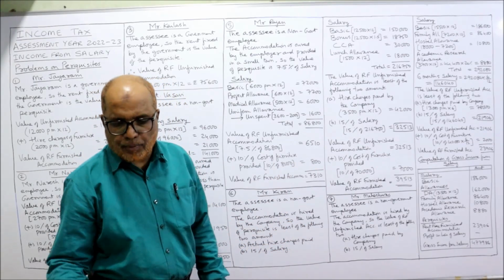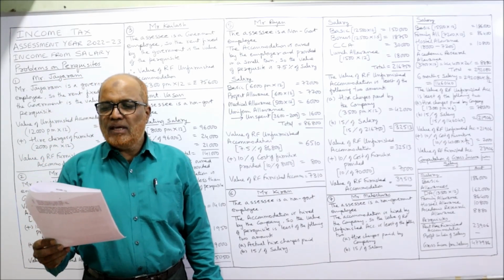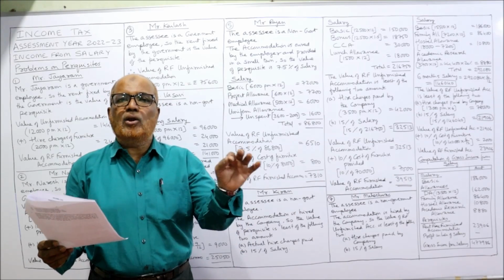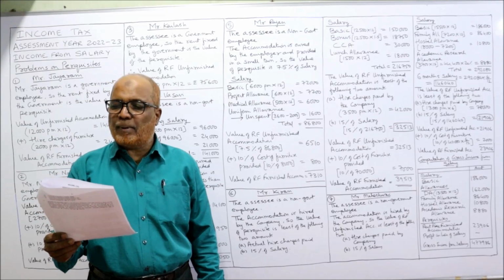Next, after the sixth problem, the seventh problem. Mr. Maheshwari Desai is working as a business development manager in a private company, so again non-government. His salary particulars are as follows. Basic pay 15,500 per month.